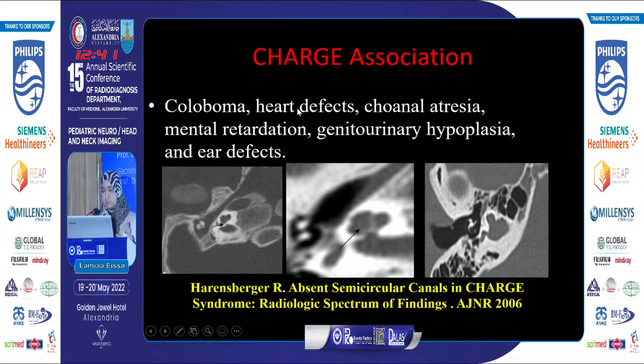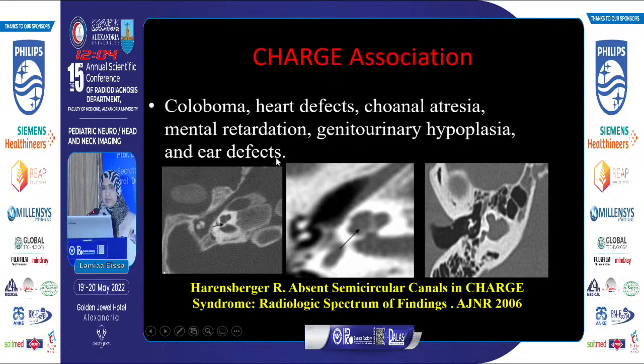In any case of choanal atresia, we have to look for the CHARGE association, especially when the choanal atresia is bilateral. CHARGE is an acronym, with each letter standing for one of these anomalies. So it includes coloboma of the orbit, heart defects, choanal atresia, mental retardation, genitourinary, and ear defects. So in the imaging scans for choanal atresia, we can look at the colobomas and the ear defects.